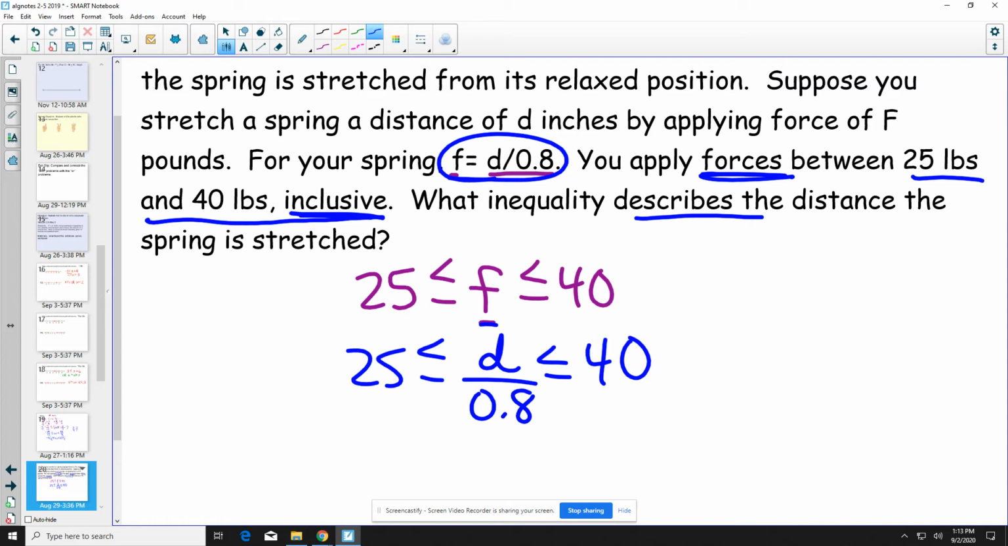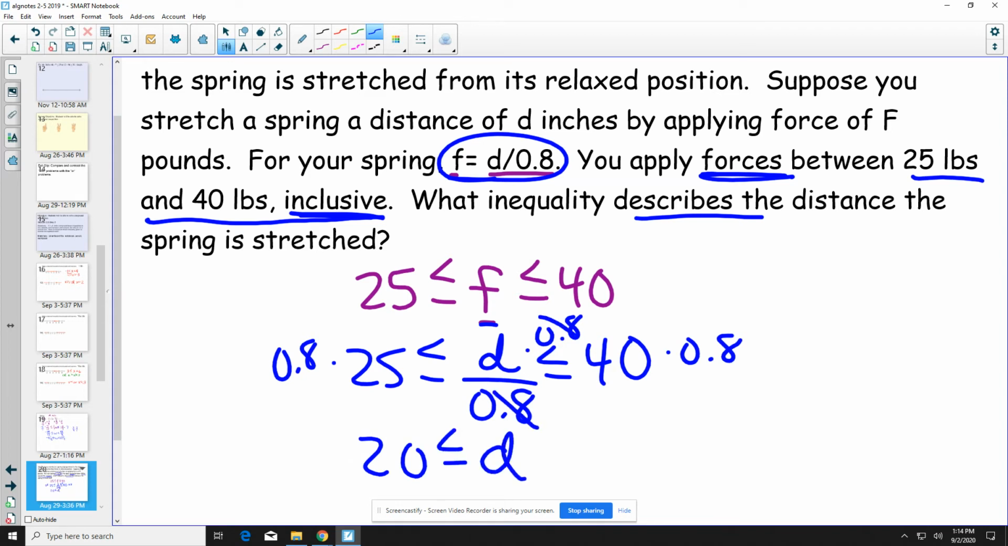Okay, there's only one step to solve for d. What I'm going to do is multiply by 0.8. I'm doing the opposite of dividing by 0.8. So if you take your calculator and multiply out 0.8 times 25, you should be getting 20 is less than or equal to, in the middle, we'll just have d, is less than or equal to, and then when I take 40 times 0.8, I'll have a 32. So that means the distance is less than or equal to 32 inches, but greater than or equal to 20 inches.